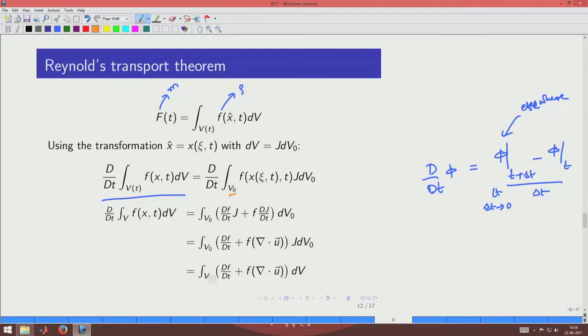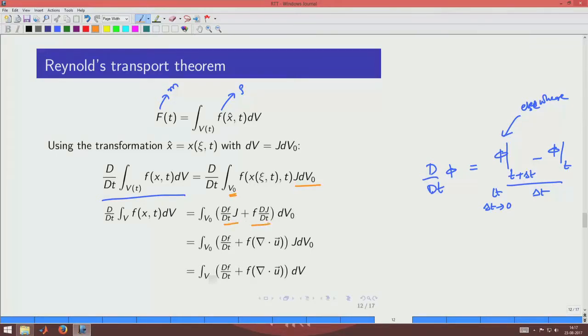So, we now go over the integration with v naught, and we already saw that dv is actually equal to j v naught. Okay. So, this is the transformation we already discussed, so that we are introducing. Now that the integration is over v naught, then we can safely take d by dt in. So, we take it in, and when we take it in, we know that there are two quantities that are occurring, f and j. So, then we need to differentiate by parts. So, we do that by parts.